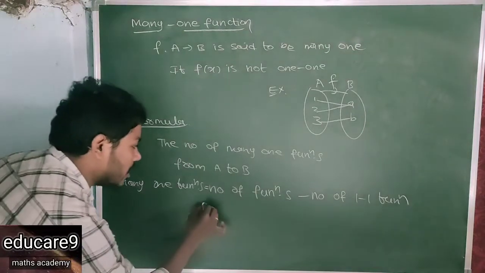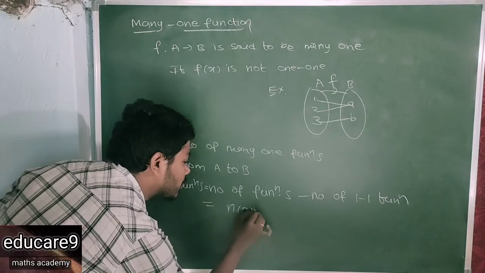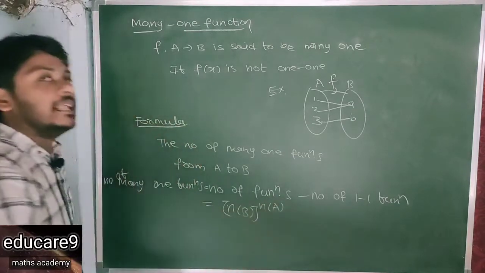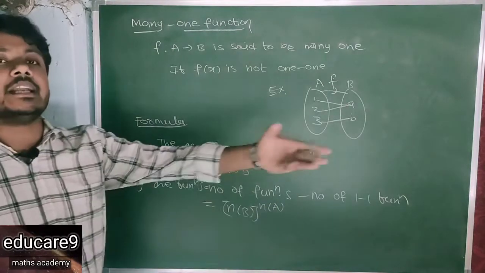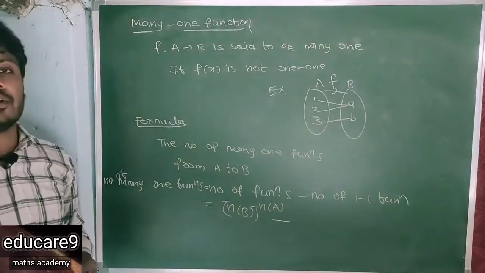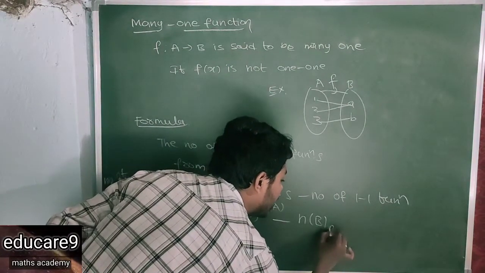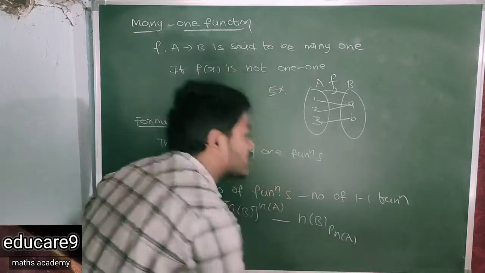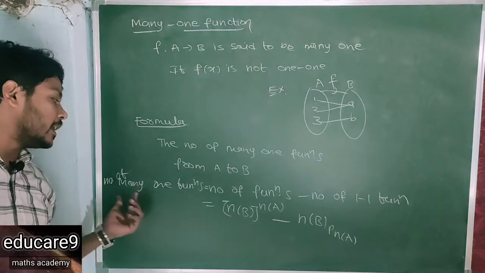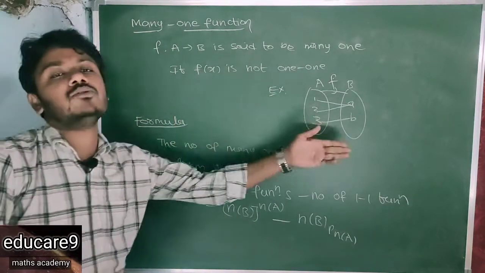The number of functions is n(B) whole to the power of n(A). This is the formula for finding the number of functions from set A to set B. And the number of one-one functions formula is n(B)P n(A). This is the formula for one-one functions. So from this you will get the number of many-one functions from set A to set B.